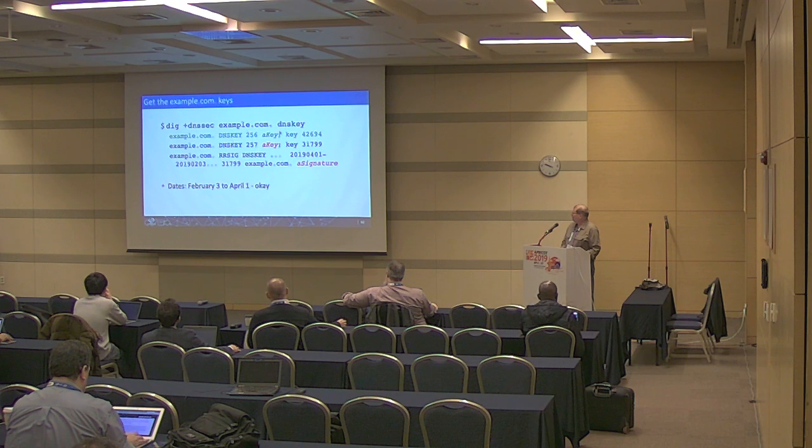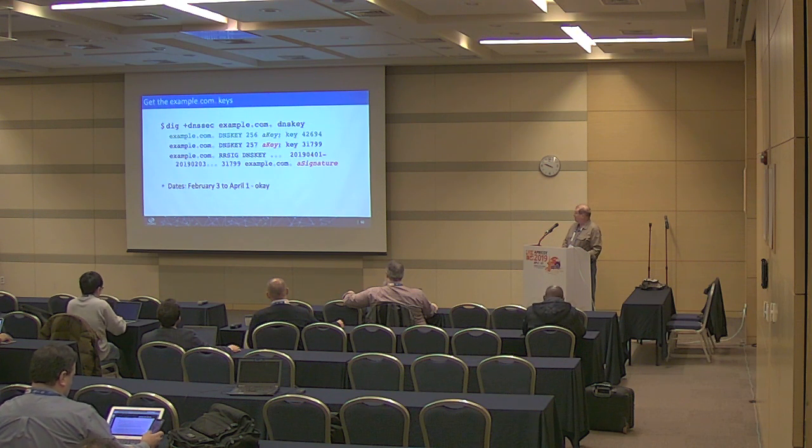It has the key I want, 42694 up here, and another key, and they're signed by one signature. It covers all of this. DNS works in sets of data, not single things. So I'm sending back 2 keys, signed by one of them. And the date of this is from February 3rd to April 1st. I'm okay because I'm doing this in February.